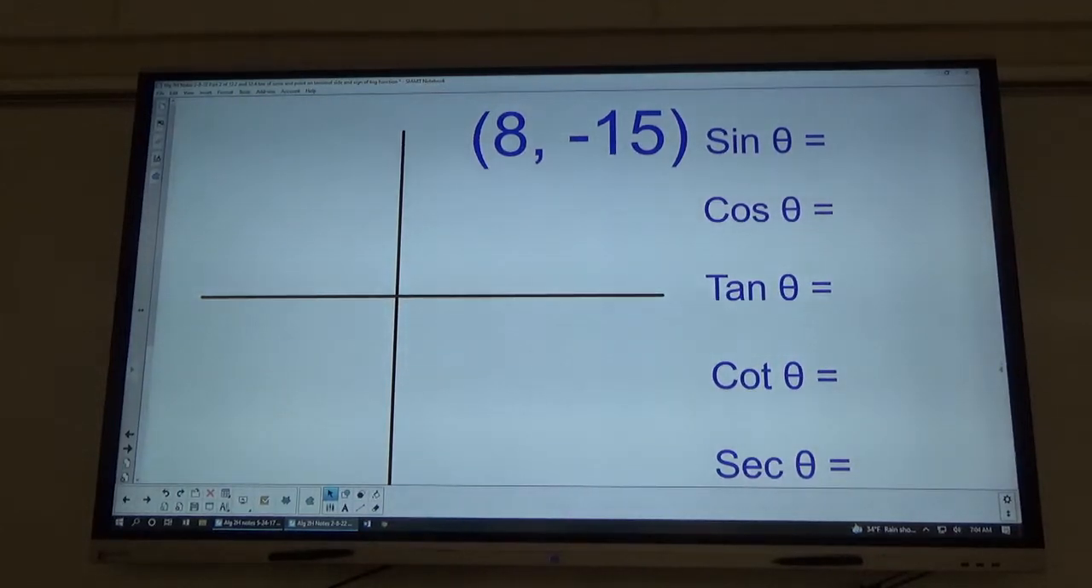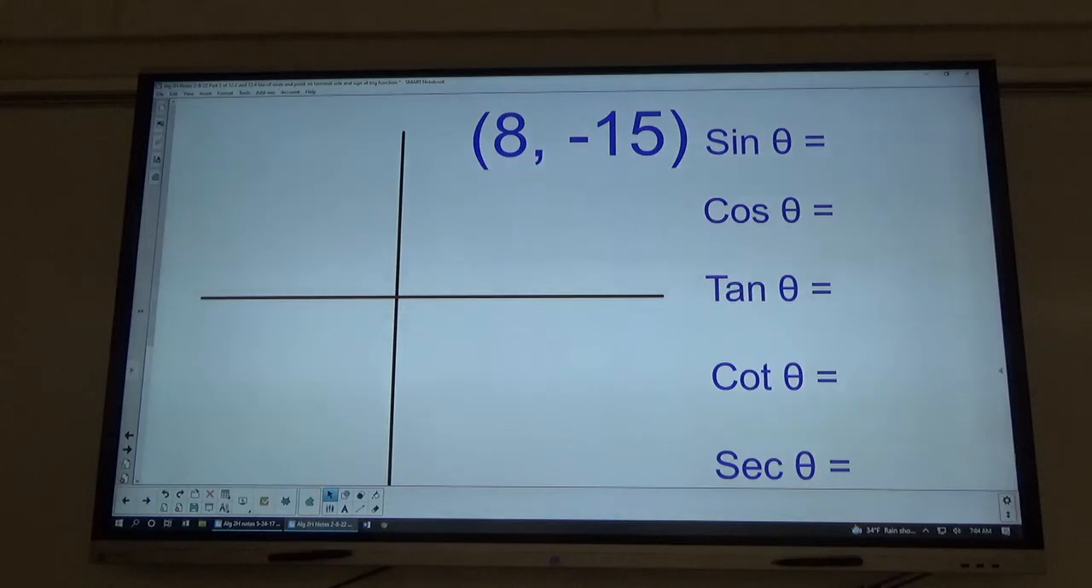Welcome. So today we're going to work with a couple of things. We're going to talk about, given a point on the terminal side of an angle, what's the sine, cosine, tangent, secant, cosecant, cotangent? What are the different values? Another thing we're going to work with is the sign of any particular trig function, depending upon which quadrant its terminal side is in.